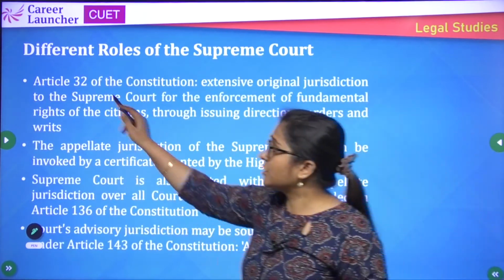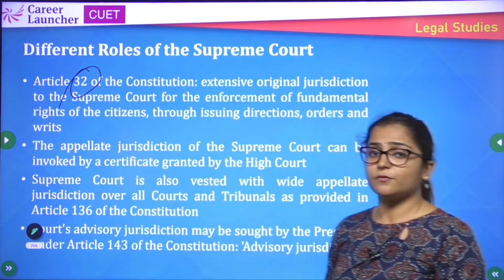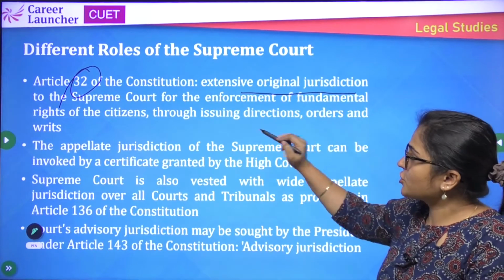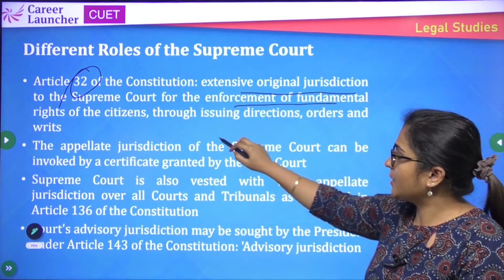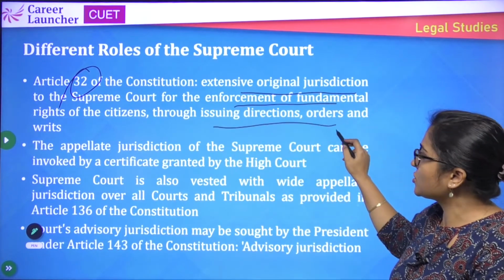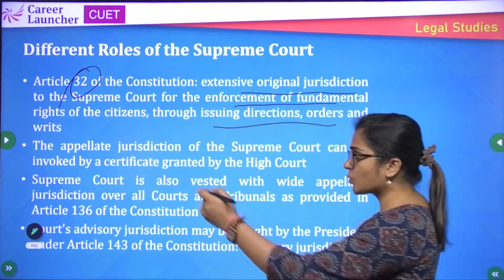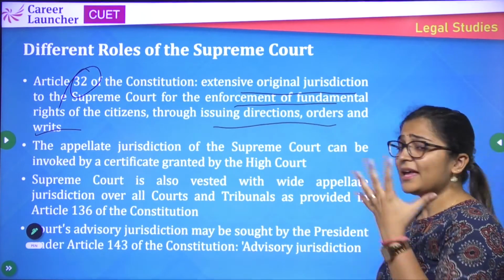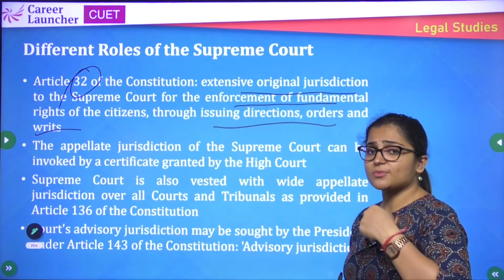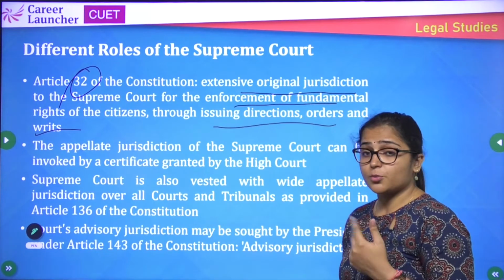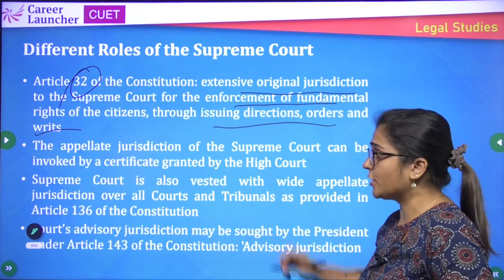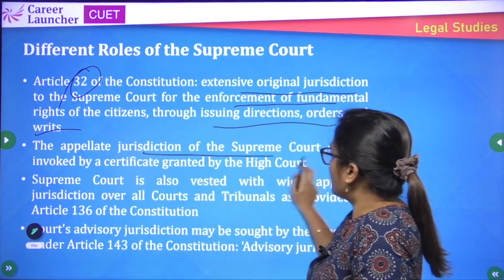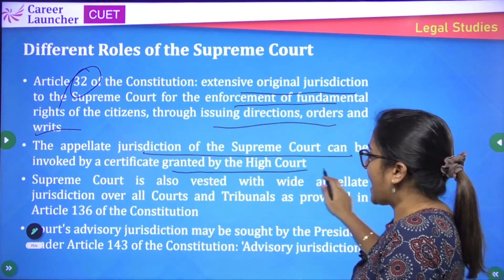Then we have Article 32 of the Constitution, which talks about enforcement of fundamental rights. So it is an extensive original jurisdiction given to Supreme Court for the enforcement of fundamental rights of citizens through issuing directions, orders and writs. So this is what we have discussed, that writ also falls under the category of original jurisdiction. There are 5 types of writ, which are mandamus, habeas corpus, writ of prohibition, certiorari and quo warranto, which we'll discuss in subsequent classes.